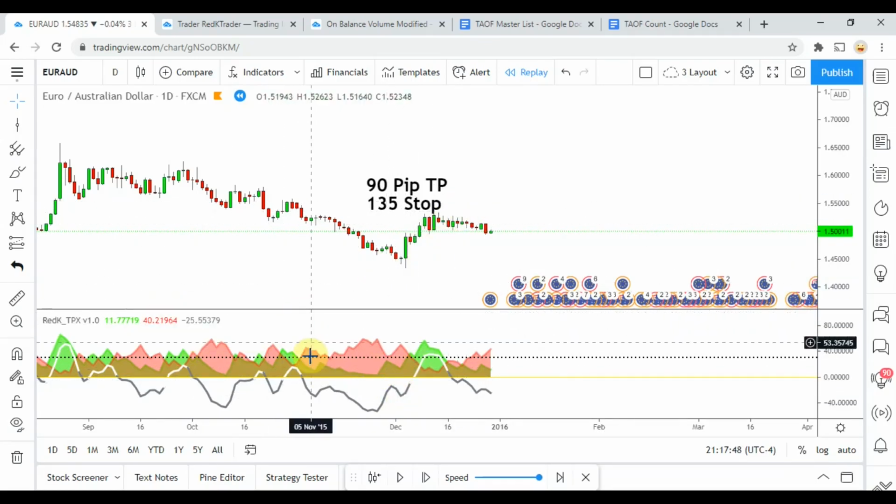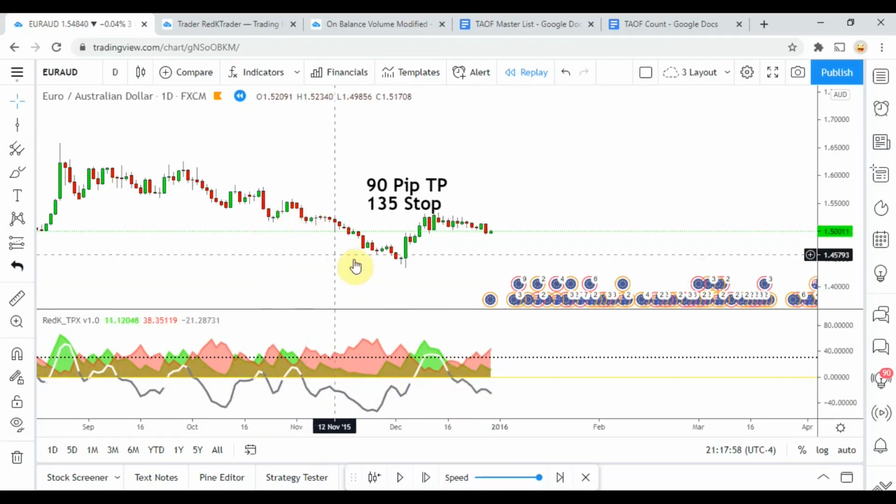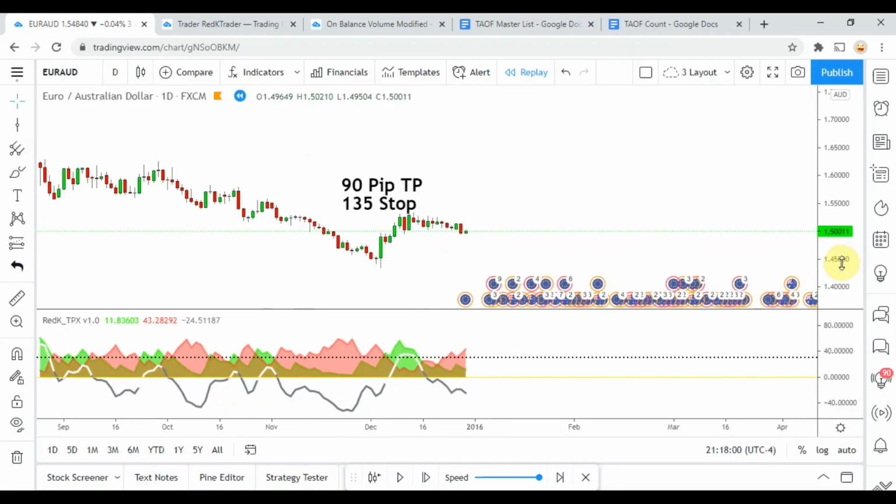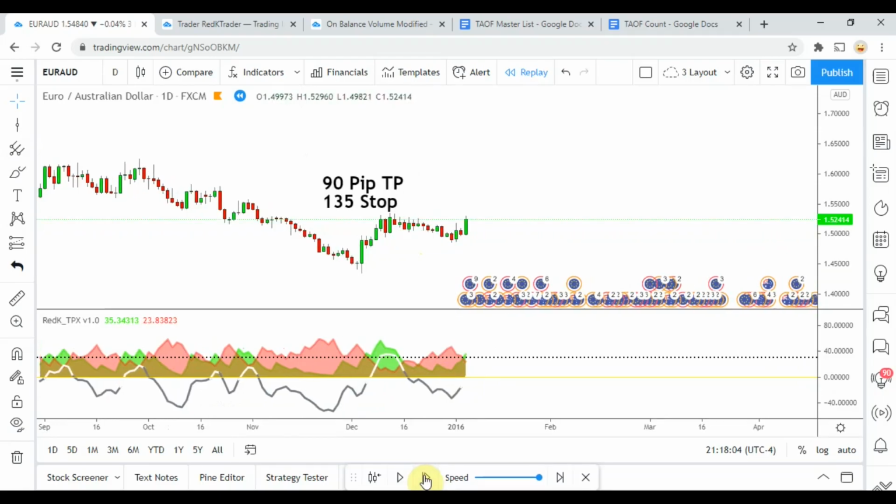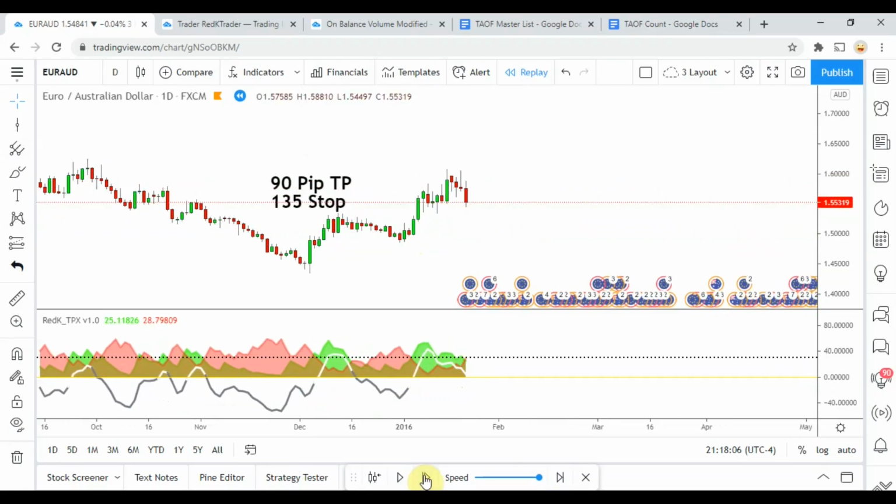And then on the reverse side, we have a red mountain over the dotted 30, and we are looking for the oscillating line to be gray. And then we would take a short. So that's basically how we will be testing it today. Let's go ahead and get on with the process here and see what we can get out of it.